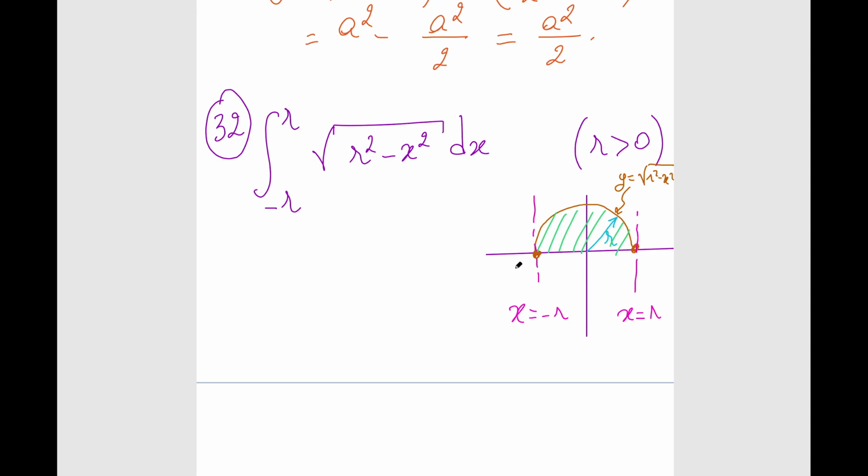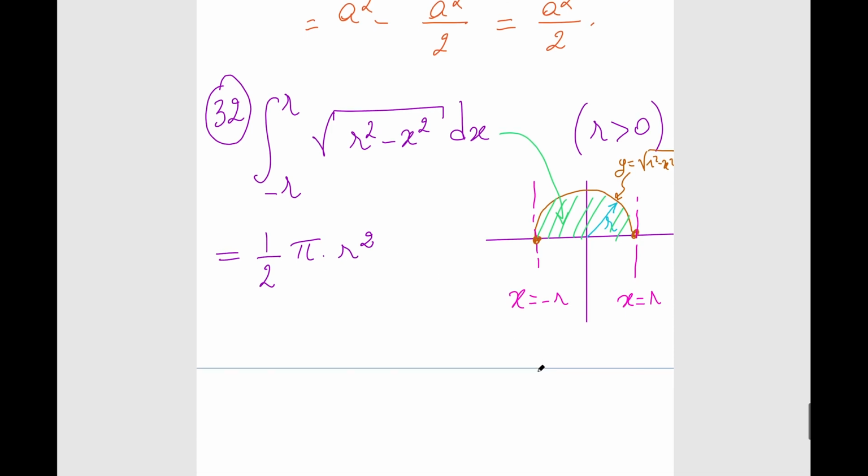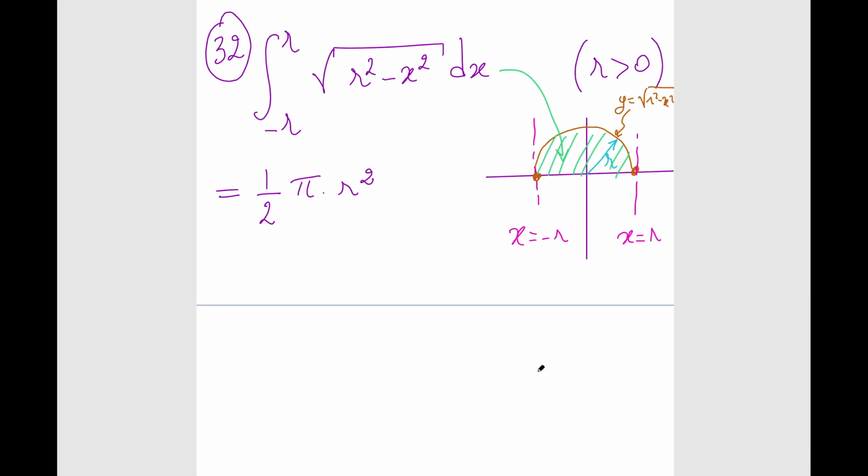And what's the area of this upper half disk? It's a disk. Well, it's half the area of the entire disk. And what's the area of the entire disk? It's pi times the square of the radius, correct? So it's pi times the square of the radius, halved. Makes sense? So 32 is simply this. Okay, so that's 32. Let's keep going.